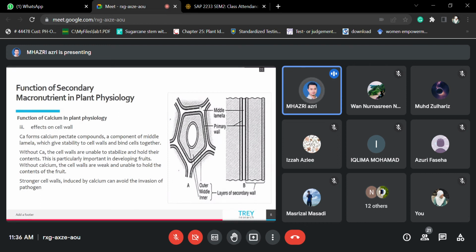So lack of calcium pectate will disrupt this and produce organs that are not strong. Without calcium, the cell walls are unable to stabilize and hold their content. This is particularly important for developing fruits. Without calcium, the cell walls are weak and unable to hold the contents of the fruits. Apart from that, a stronger cell wall will avoid invasion by plant pathogens like viruses, bacteria, or fungi.